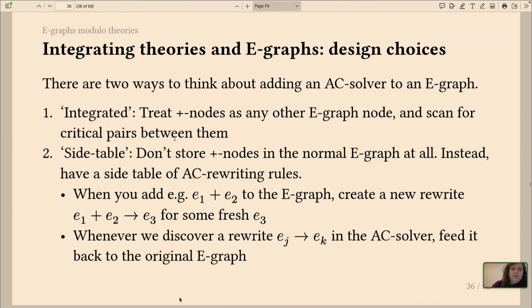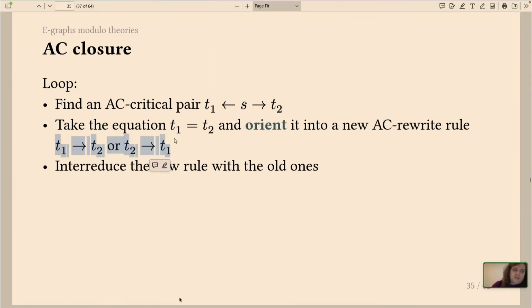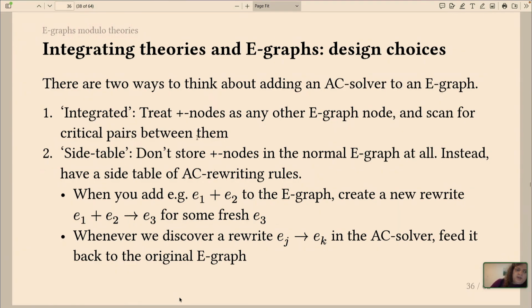And so there's actually some design choices here. This is the way I've just described, I'll call it the side table approach. We don't store the plus nodes in the normal E-graph at all. We have a side table of these AC rewriting rules where some AC term rewrites to some other AC term. So when you go to add E1 plus E2 to the E-graph, you create a new rewrite rule like this for some fresh E3. And then when we find a unit rewrite rule in the AC table, we feed that back into the original E-graph.